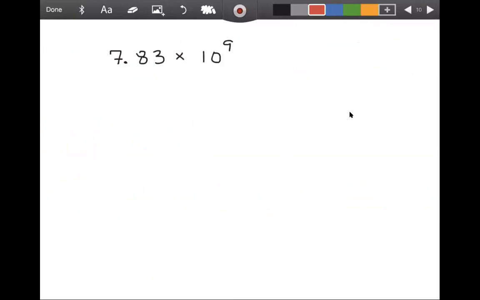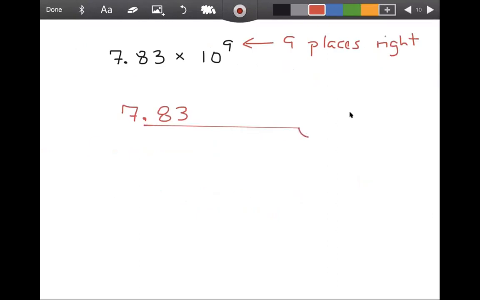As opposed to this number, which is a pretty big number, the positive exponent means move the decimal point 9 places to the right. So I start with 7.83. And I go 1, 2, 3, 4, 5, 6. Oh, darn it. When I hold the pen down too long, it changes it into a line. So let me try that again. 1, 2, 3, 4, 5, 6, 7, 8, 9. Pick up the pen. Okay. Fill that in with zeros.